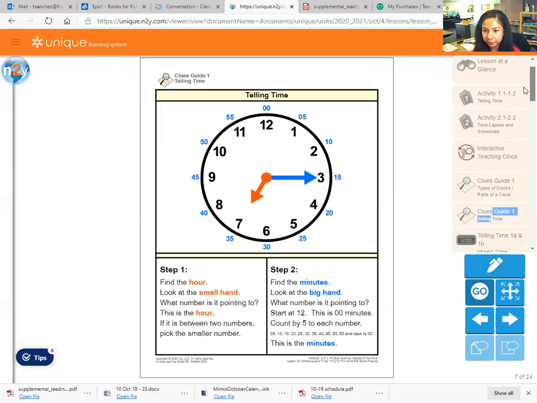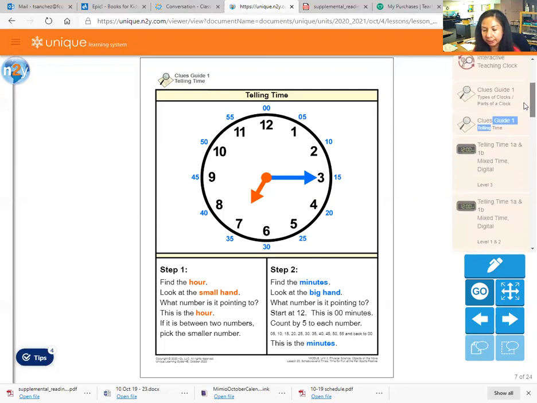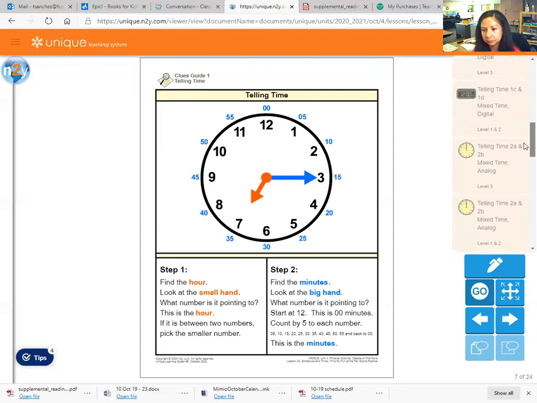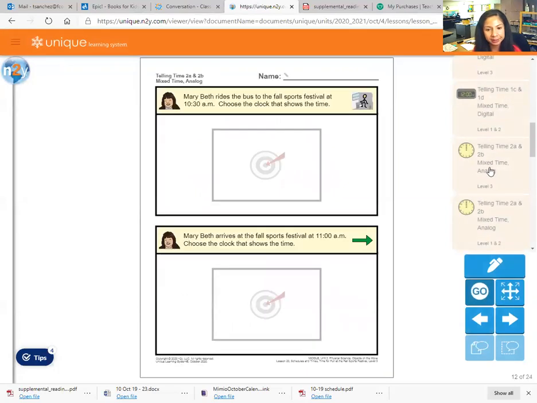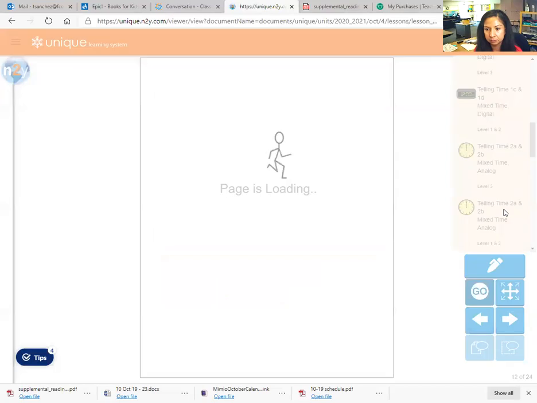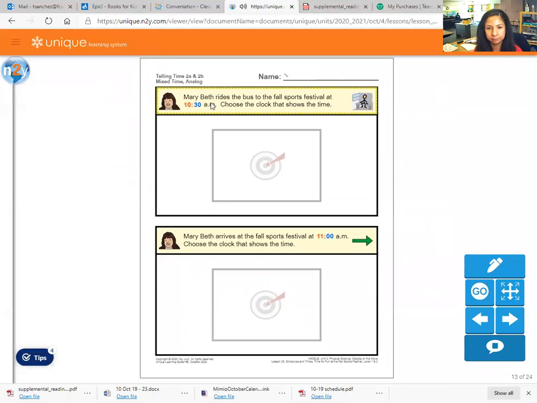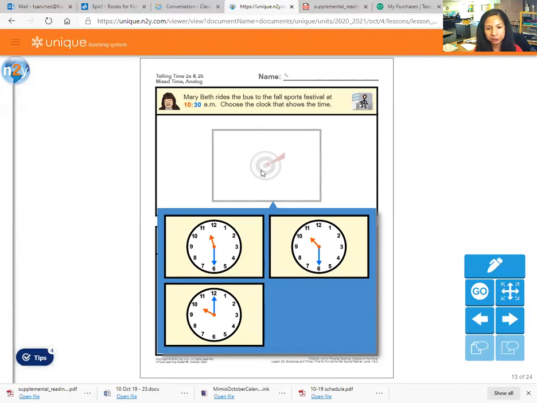Okay, so we are going to go to our telling time page, and we're going to look at the analog clock. Okay, so let's look at this page. Mary Beth rides the bus to the Fall Sports Festival at 10:30 a.m. Choose the clock that shows the time. Okay, so she goes on the bus to the Fall Sports Festival at 10:30 a.m. Which clock shows the time?